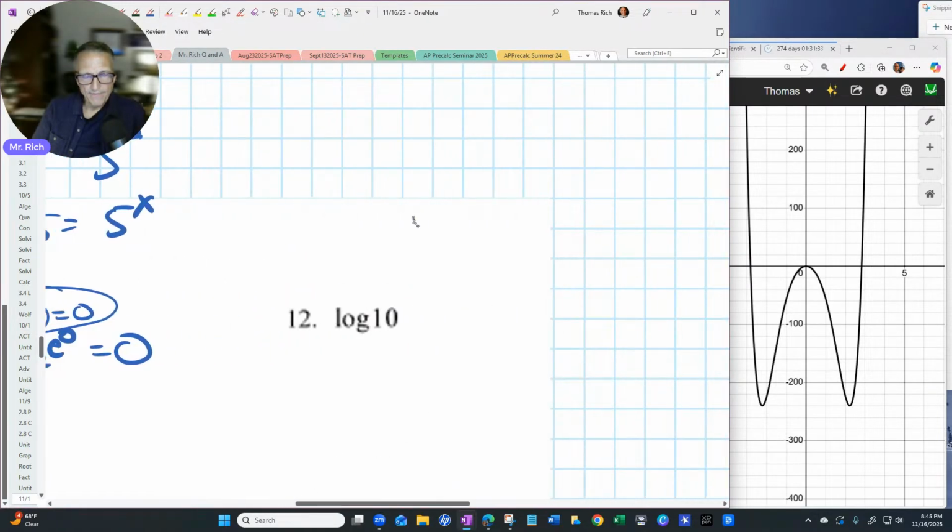All right. If I have a log that does not have a base on it, it's a log base 10. So this is log base 10. It's an invisible 10 of 10 to the first power. The answer there is going to be a 1.